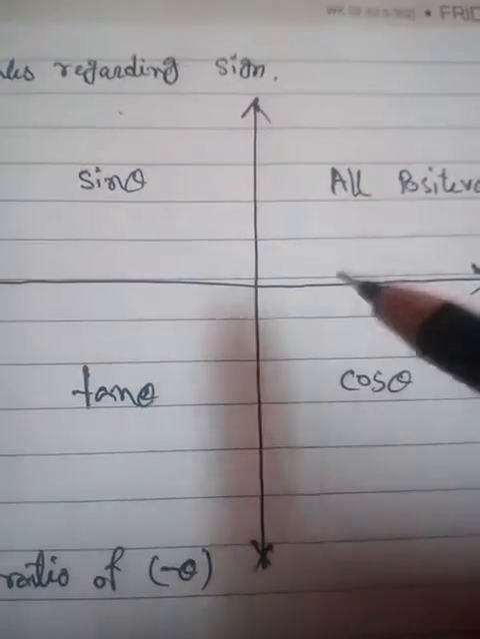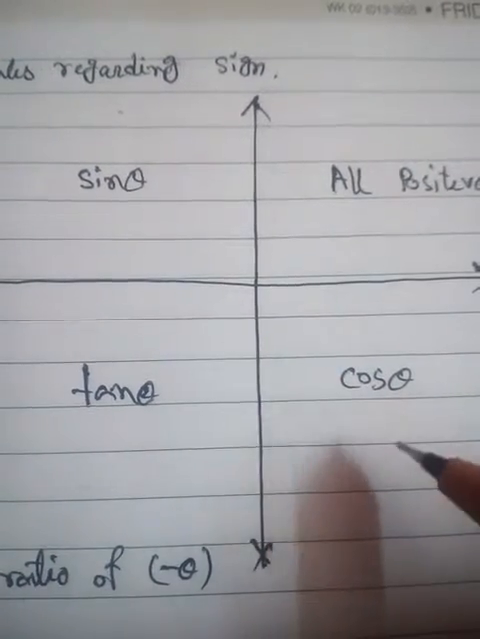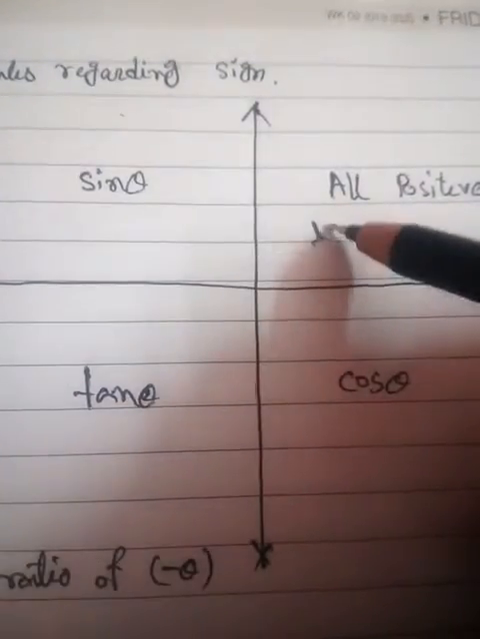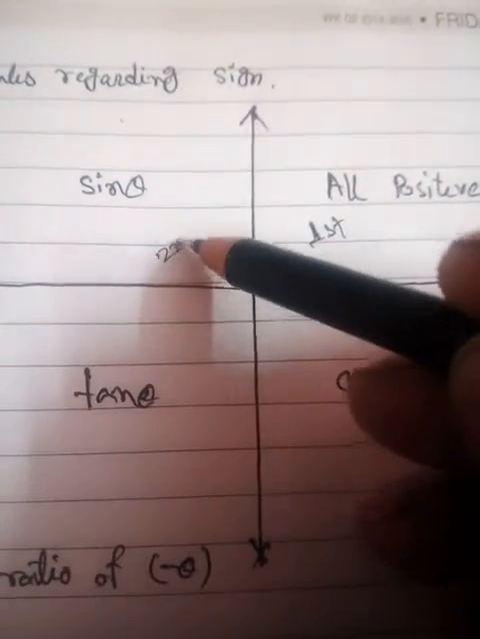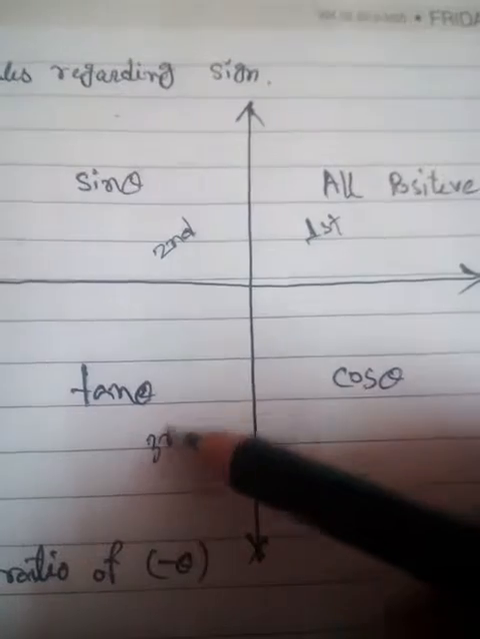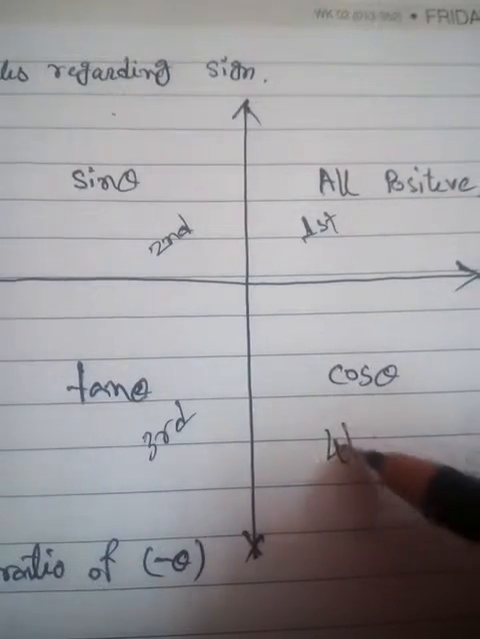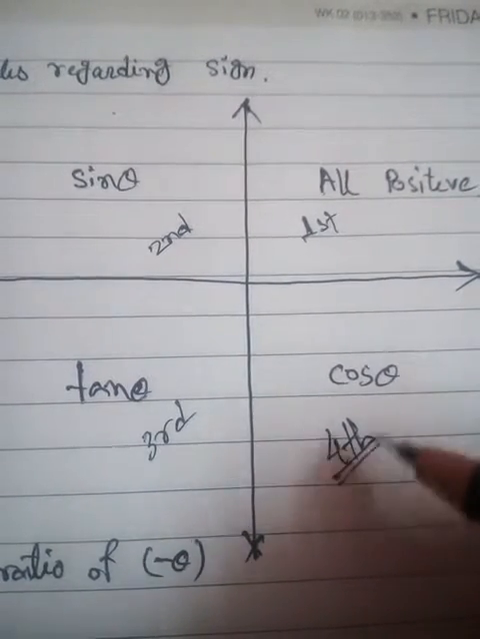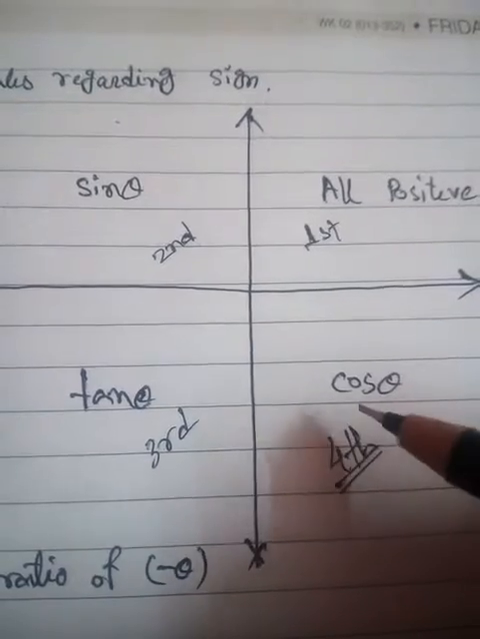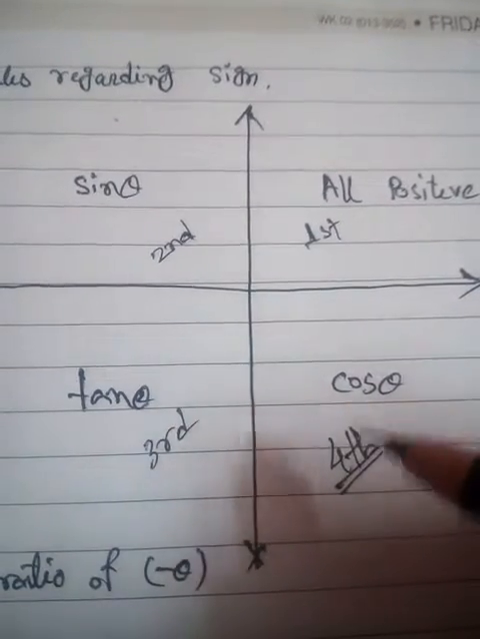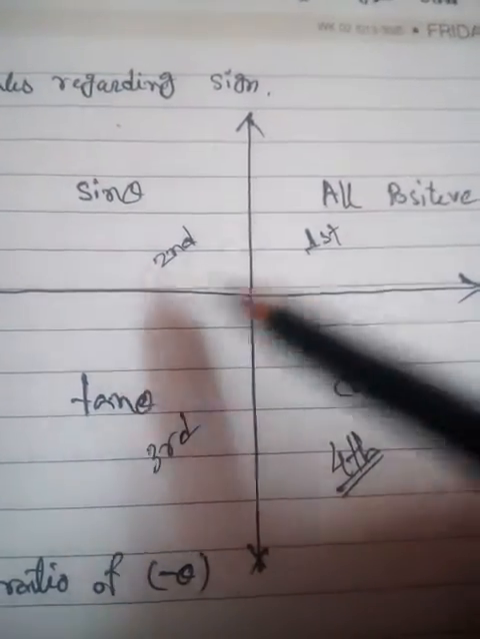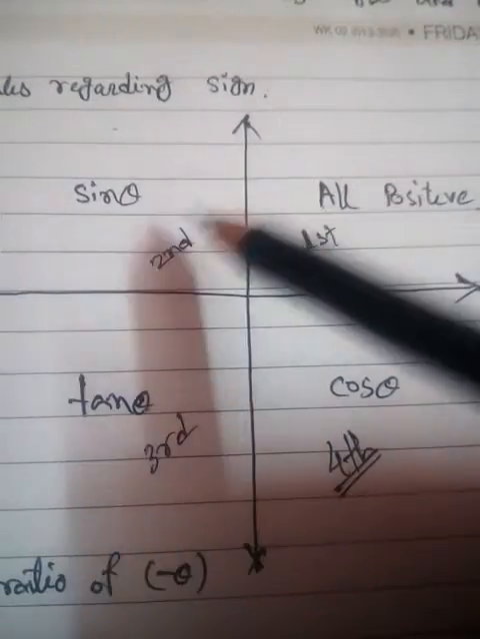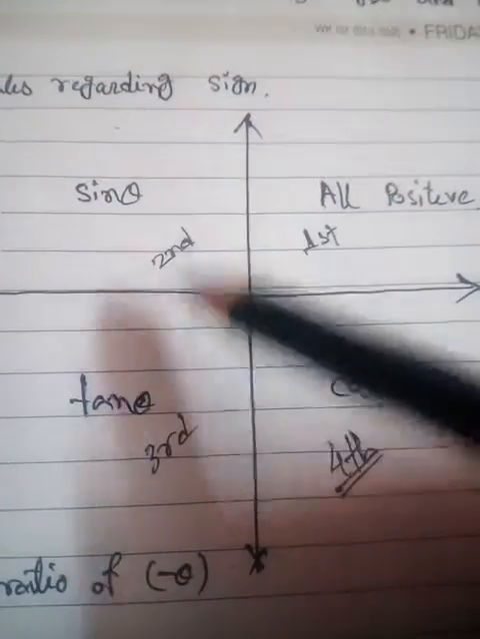And it is the fourth quadrant. It is the first quadrant, the second quadrant, the third quadrant, the fourth quadrant. In the fourth quadrant only the value of cos theta will be positive, and the other values will be negative. So simply we will remember it in this way: all sin tan cos, all sin tan cos.